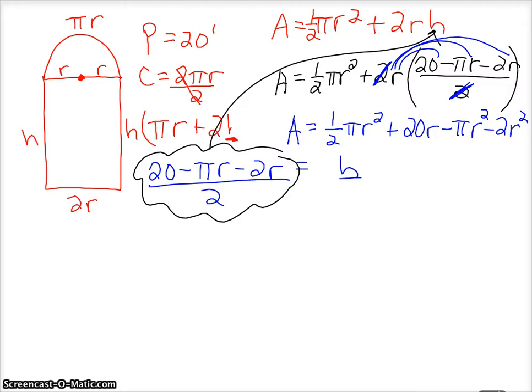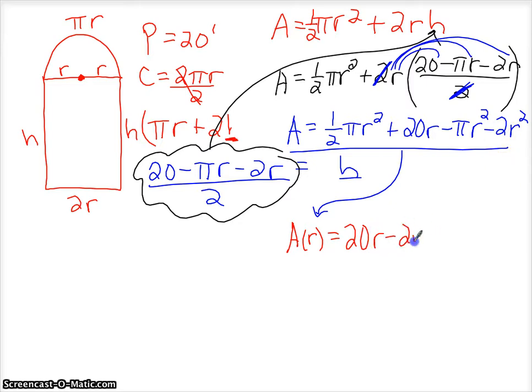Okay. Now I'm going to collect my like terms. I'm going to take this down here and collect my like terms, and I will get an area function with respect to r. Let's see, my like terms, I have a 20r, there are no like terms for that. I have a negative 2r squared, but I have a negative 1 pi r squared and a positive 1/2 pi r squared. So 1/2 minus 1 is a negative 1/2 pi r squared when I combine those like terms. So this is the area function that I'm going to go ahead and use.